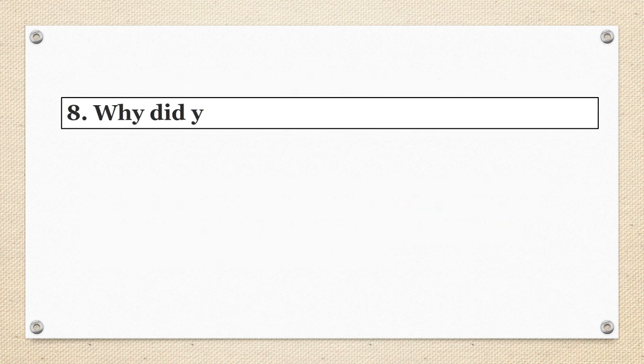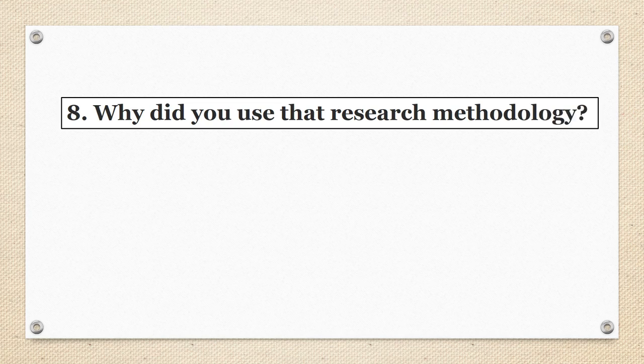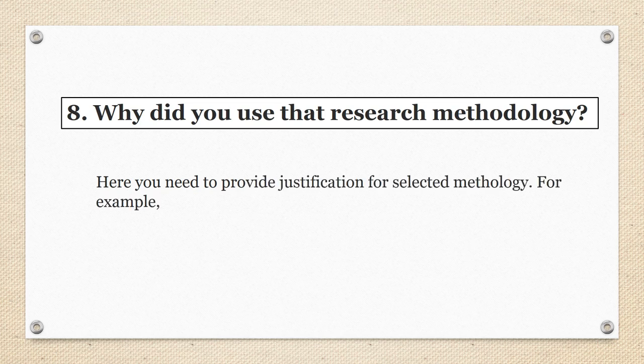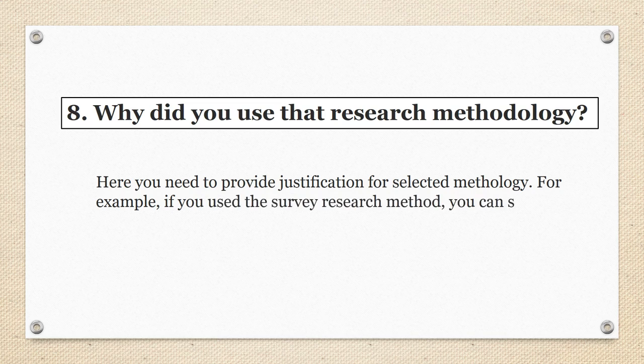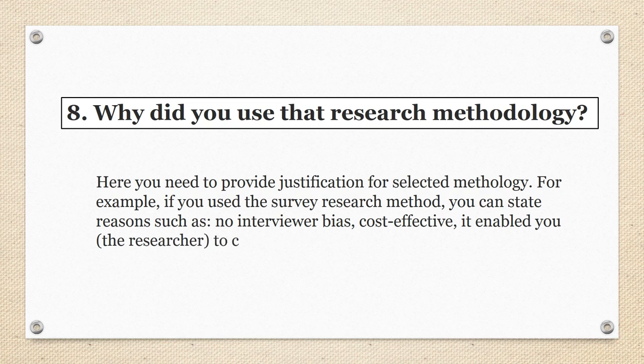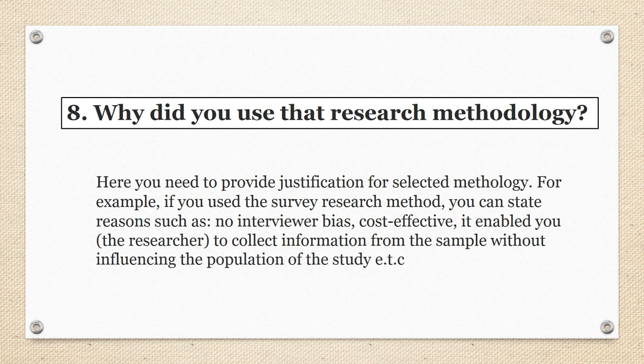Question number 8, why did you use that research methodology? In this question, basically the interviewer is going to ask you for the justification, that is, what was the basis, what was the reason behind using this particular research methodology. So you need to provide some argumentation or evidence for using a particular research methodology. For example, if you used the survey research method, you can state reasons such as, I applied the survey research because there is no interviewer bias, it is cost effective, and it enabled me to collect information from the sample without influencing the population of the study, etc. So that is the justification of using a particular research methodology.